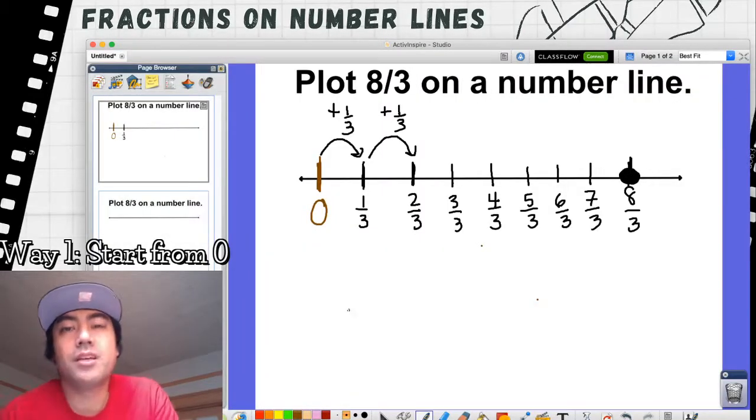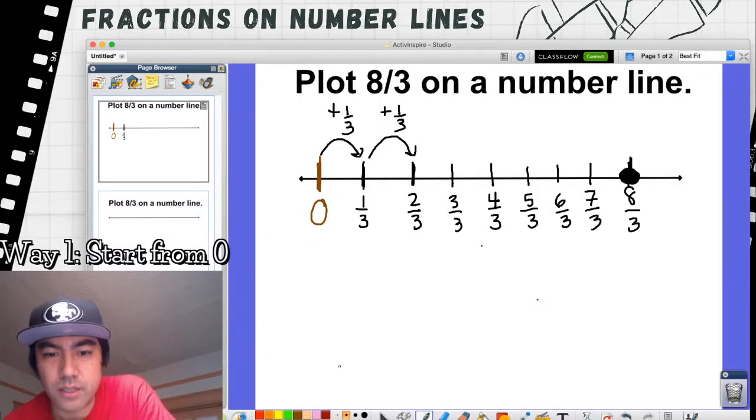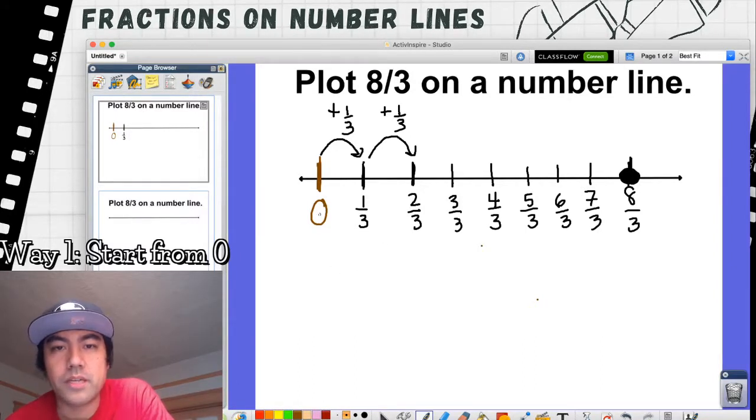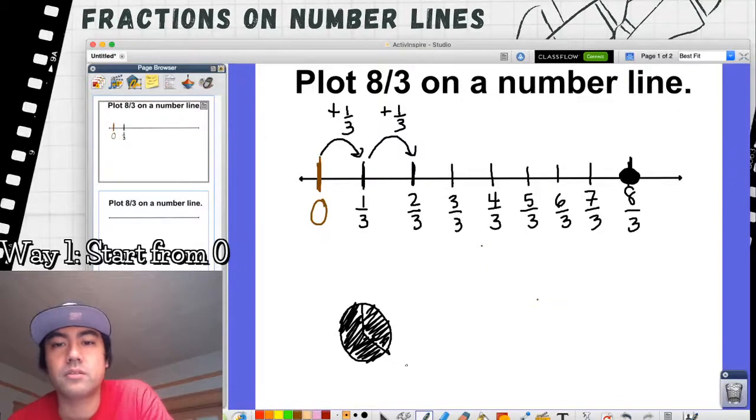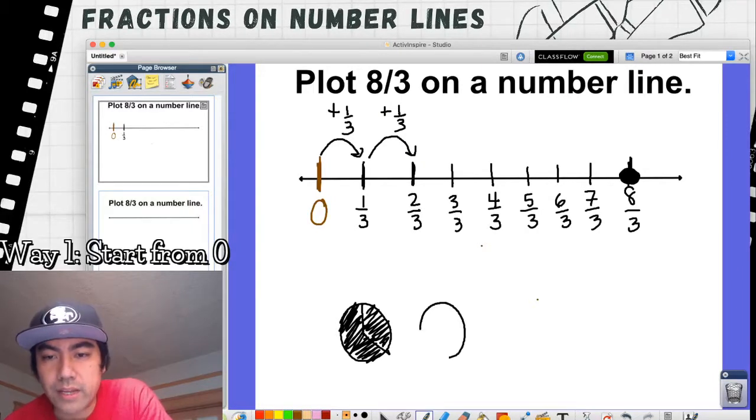Now, another way to understand this and to see what's happening in this problem is that, so again, you started from 0 wholes, but now I'm going to add 1/3. So here's 1/3. Now I'm going to add another third. Now I have 2/3. And I add another third. Now I have 3/3.